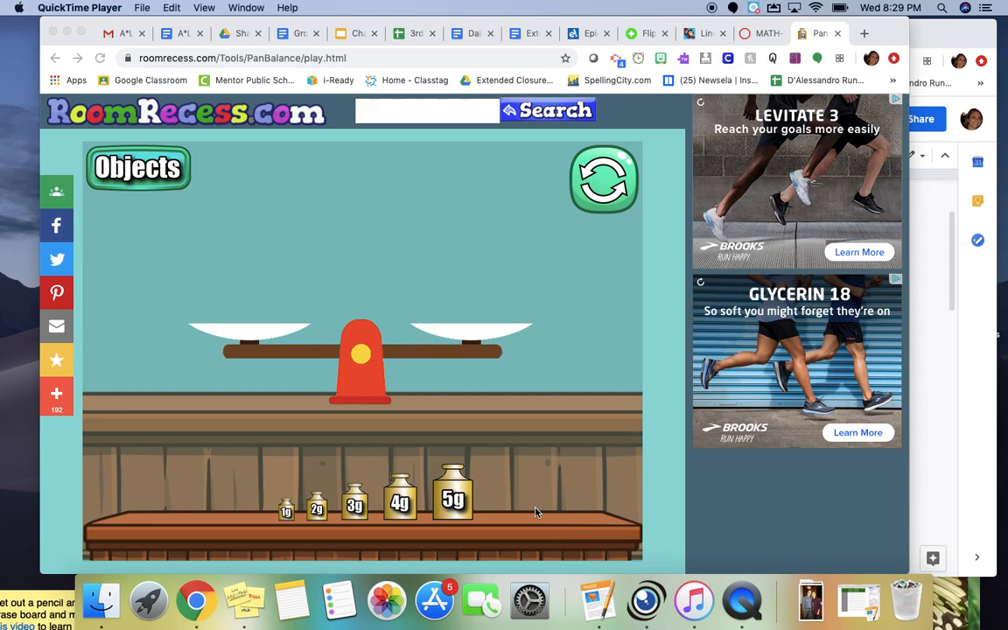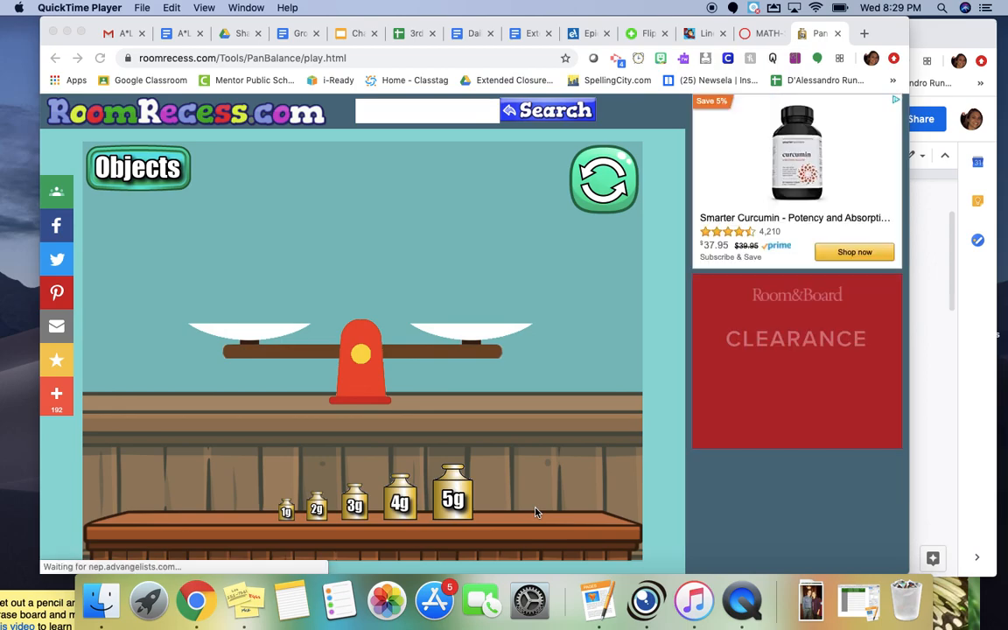You can measure weight in grams or kilograms. You may have heard that before. That's the metric system of measuring weight. And you can also measure the weight of something using ounces or pounds or tons, which is our English system of measuring weight. So they're just different systems of measuring weight.